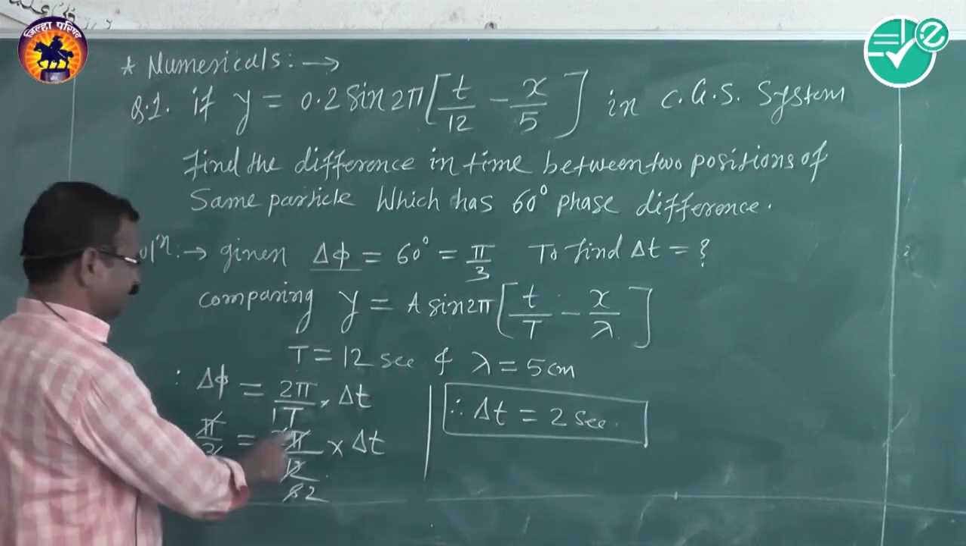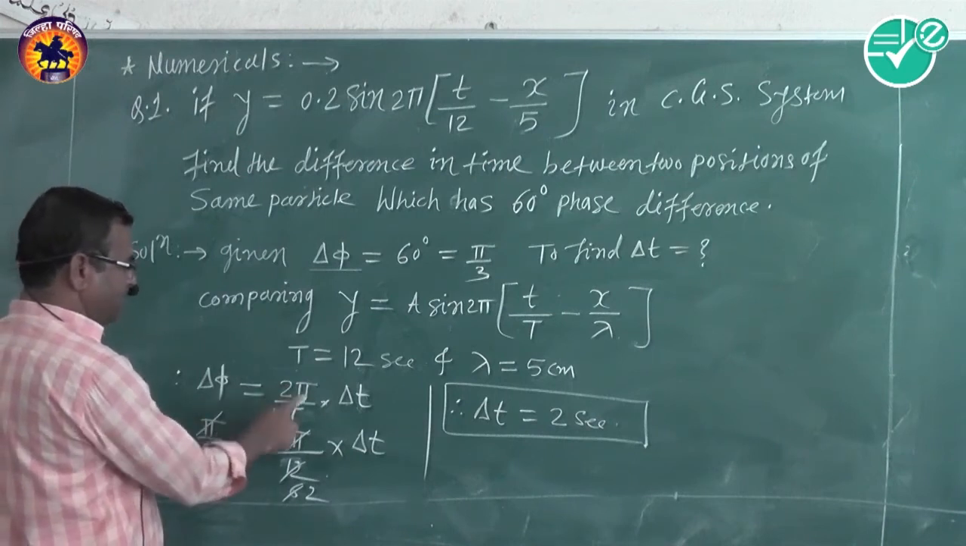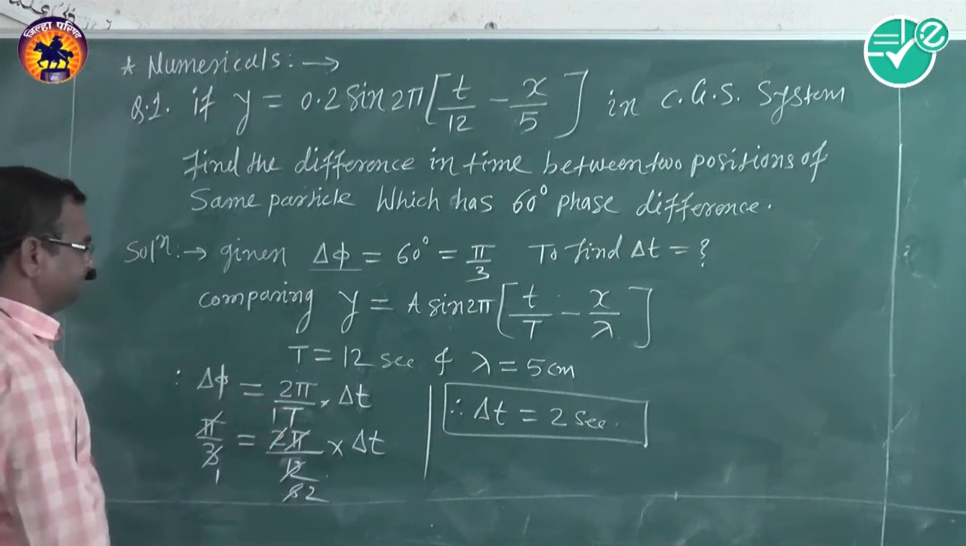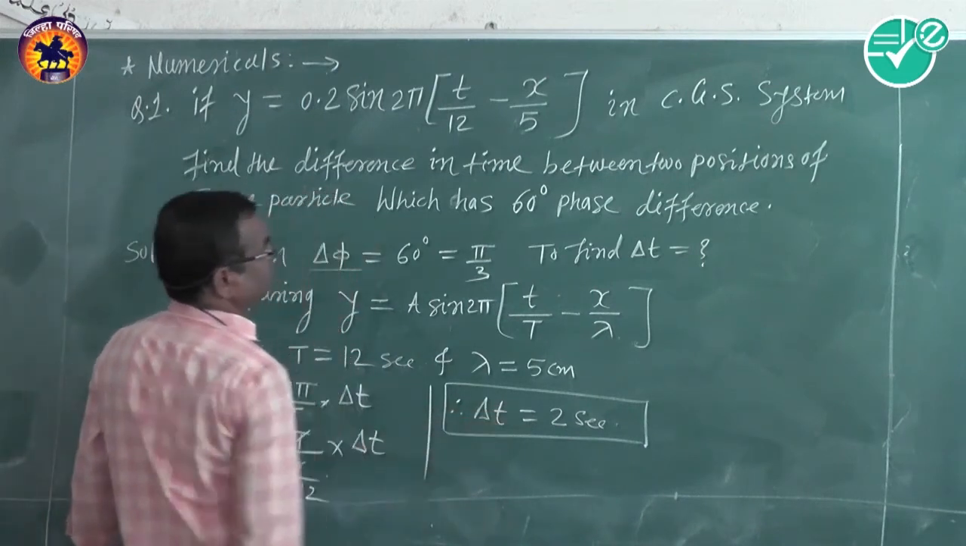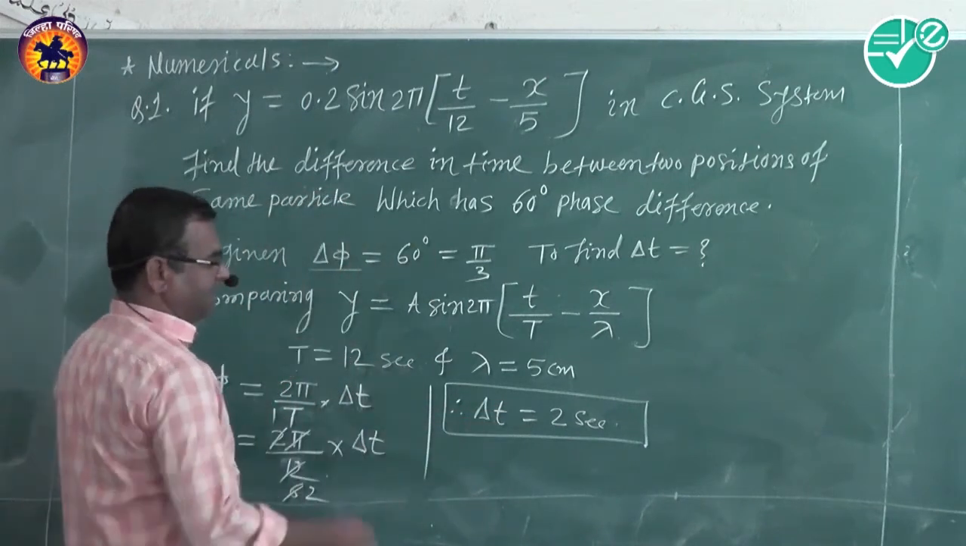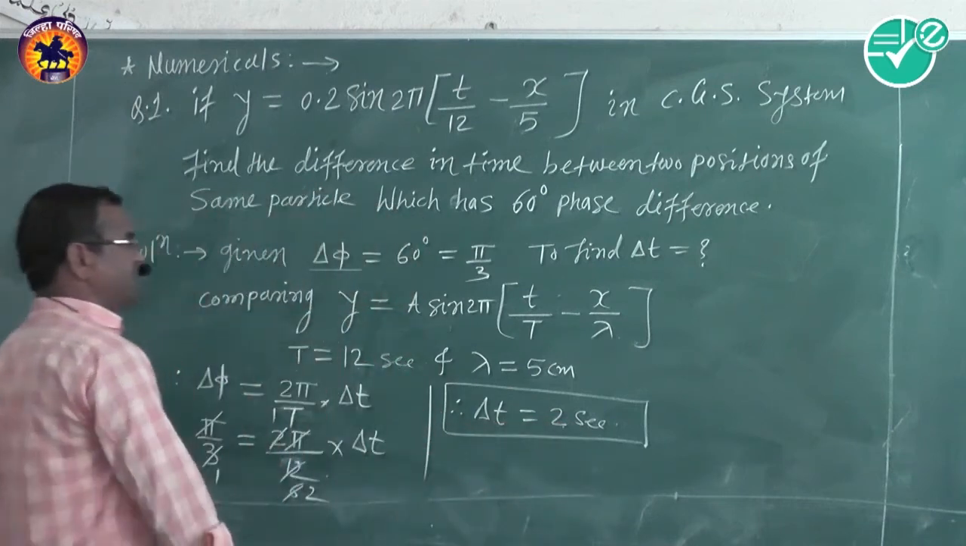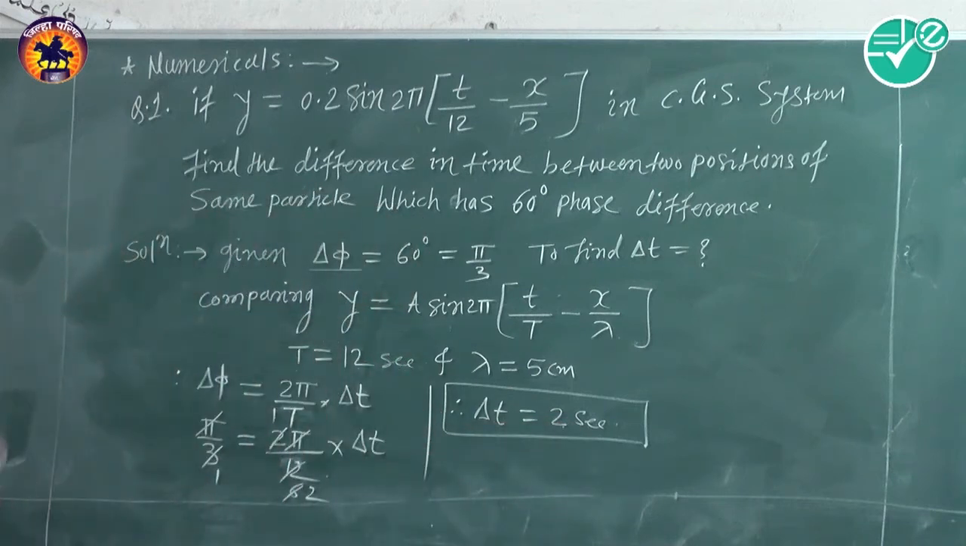We used the formula delta phi is equal to 2 pi upon T into delta t. Therefore we get the difference in time delta t is equal to 2 seconds. This is the answer. So write down this.